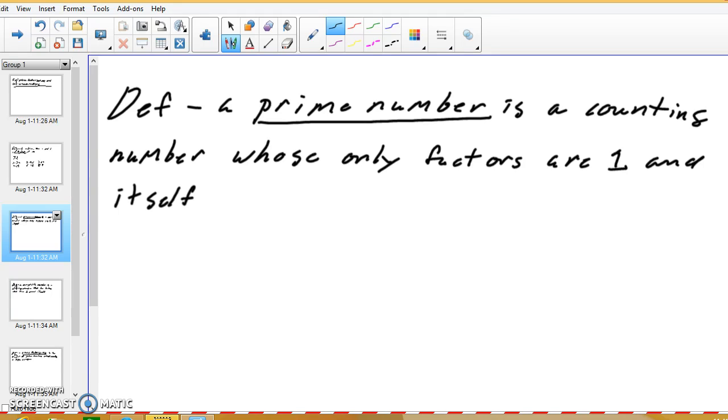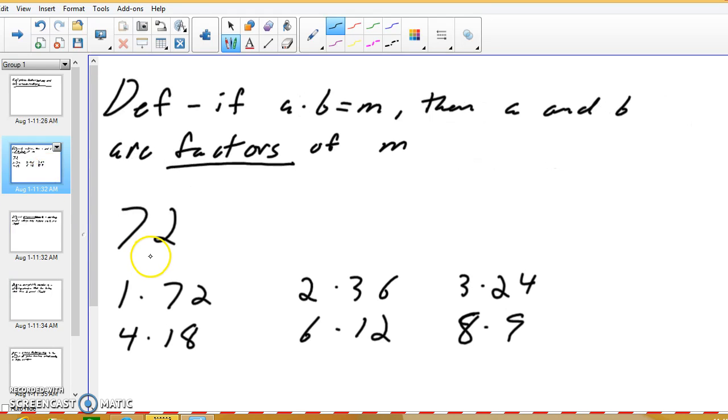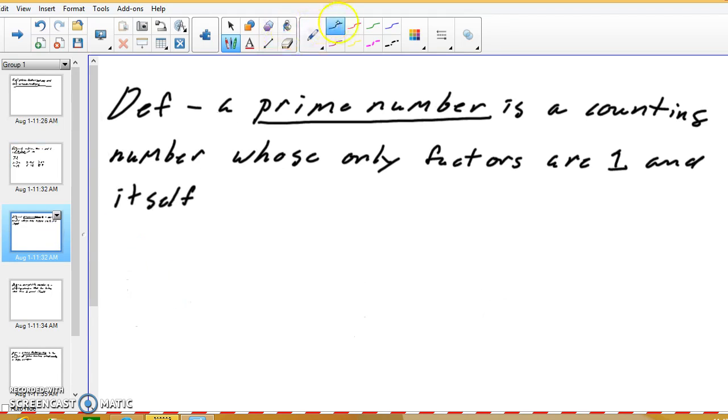The next definition we need to know is what prime numbers are. And the definition of a prime number is a counting number whose only factors are 1 and itself. So as we see in this last example, 72 has the factor of 1 and itself, 72, but it also has many other factors. So for that reason, 72 would not be a prime number because it has more factors than just 1 and itself.